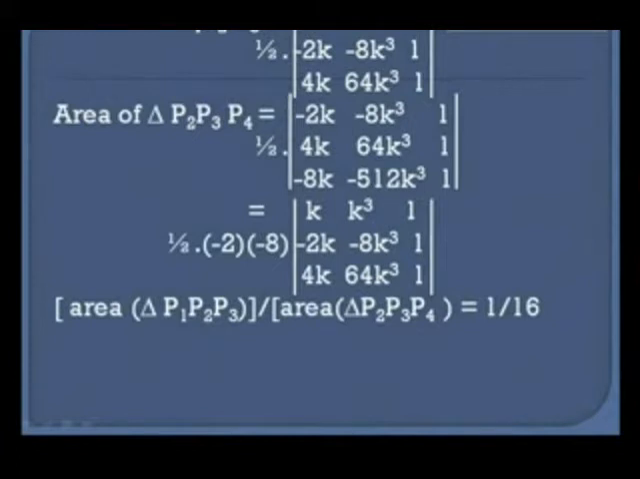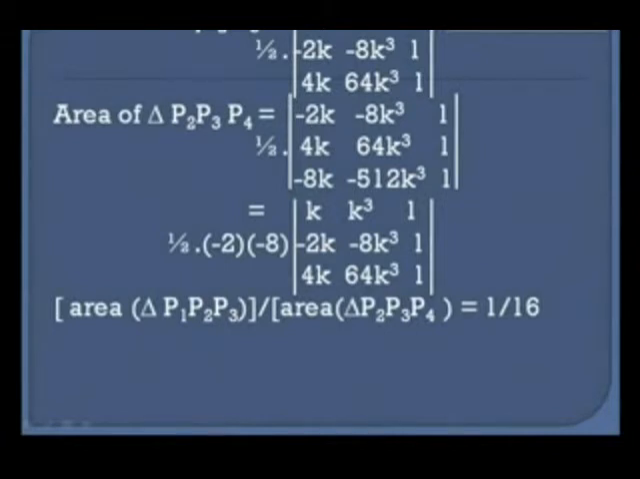Now we know the coordinates of P1, P2, P3, and thus the area of triangle P1, P2, P3 would be equal to 1 by 2 into the determinant k cube 1, minus 2k minus 8k cube 1, 4k 64k cube 1. The area of triangle P2, P3, P4 is equal to 1 by 2 into determinant, the elements of which are minus 2k minus 8k cube 1, 4k 64k cube 1, minus 8k minus 512k cube 1.